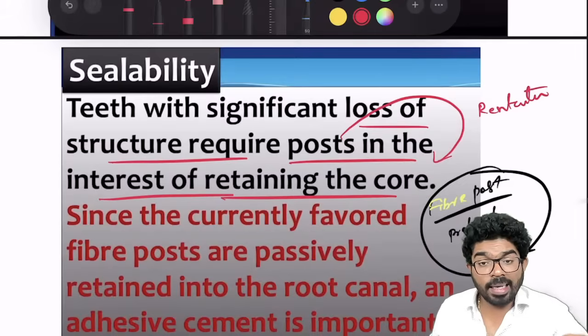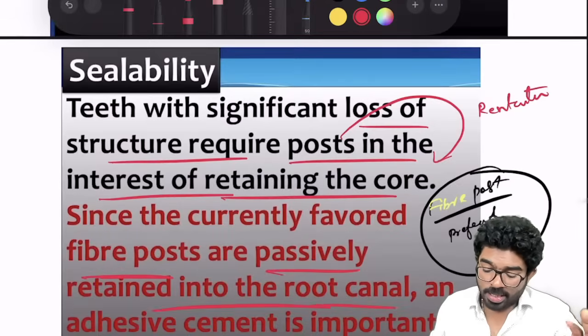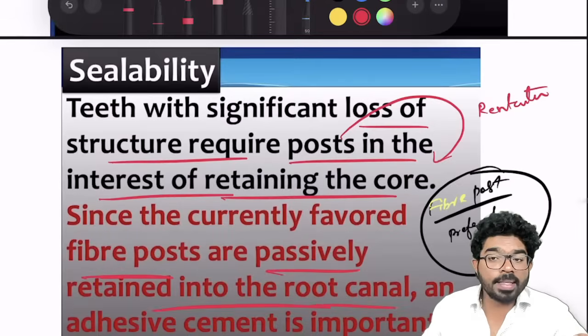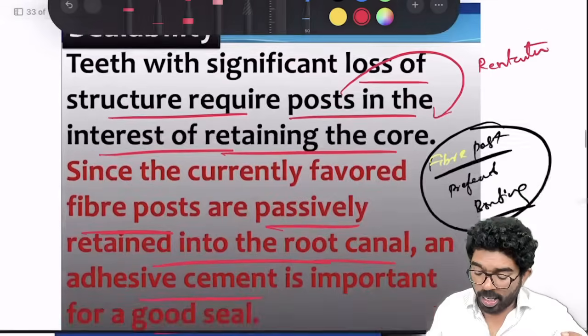Since the currently favored fiber posts are partially retained in the root canal system, you require an adhesive cement. So sealing ability is again associated with post and core with a proper adhesion.